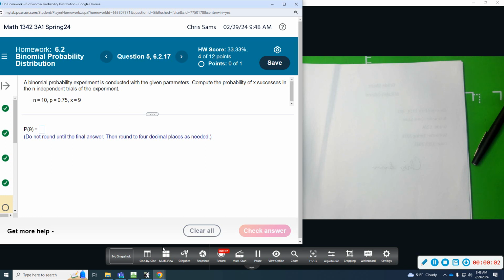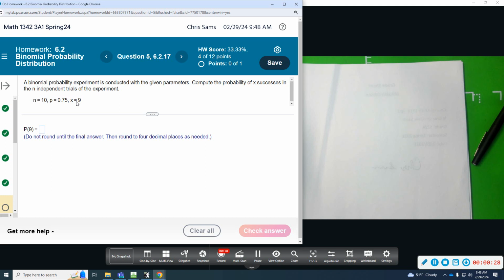All right, problem number 5. This is where we start computing the binomial probabilities. So we're given that there are n trials. The probability of success is 0.75, and we want the number of successes to be 9. So I'm going to show you about 3 or 4 different methods.